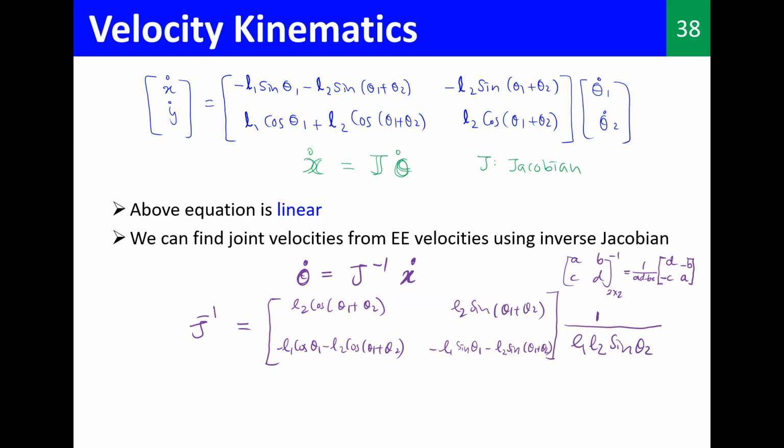Also remember, the Jacobian is not a constant. Depending on the shape, the configuration, at one instance the Jacobian is something, and at another instance the Jacobian is something else. You can see theta 1 and theta 2 are involved in this matrix, so the Jacobian changes. So if I ask you, what happens when theta 2 equals 0?